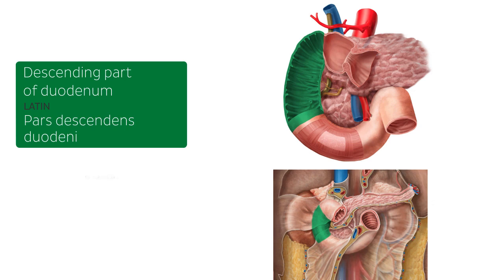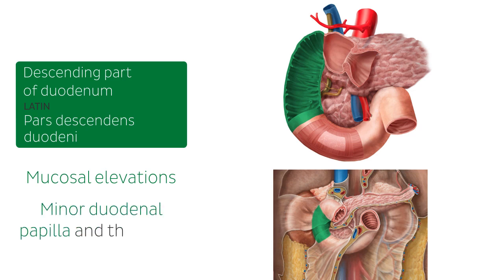A reminder here that on the inside of the descending part of the duodenum, there are two papillae or mucosal elevations, which you also see here on this image. These are known as the minor duodenal papilla and the major duodenal papilla, which we will also be highlighting. You see here the minor and the major one.